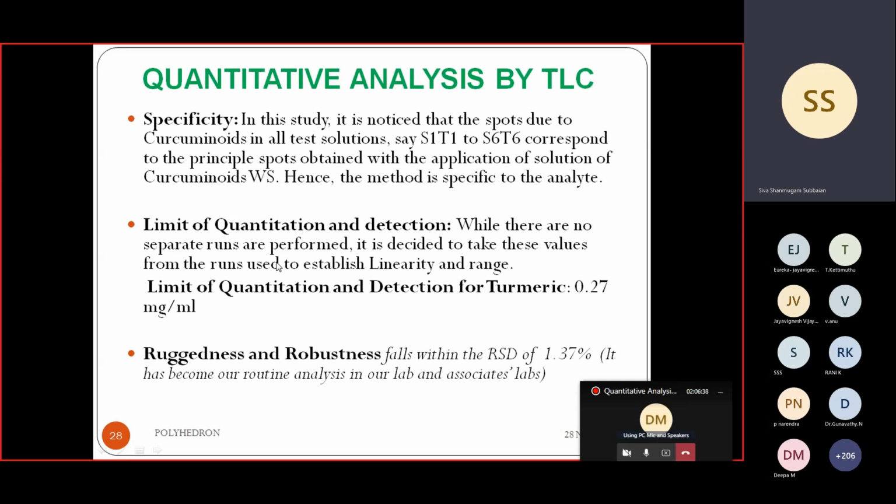Specificity: the method is very specific because the spots we obtain with the sample exactly match the spots we obtain with the working standard. So the method is very specific.